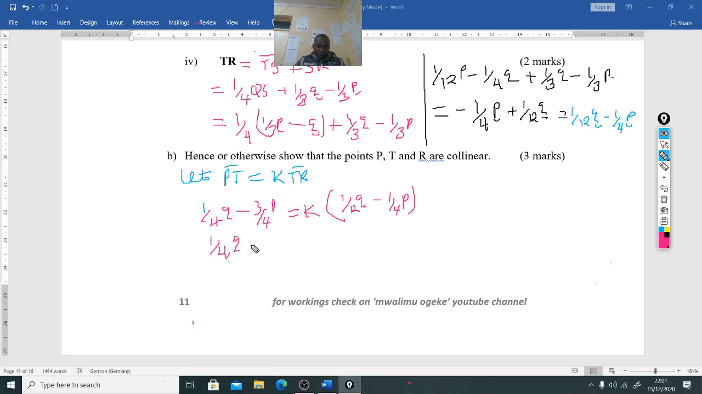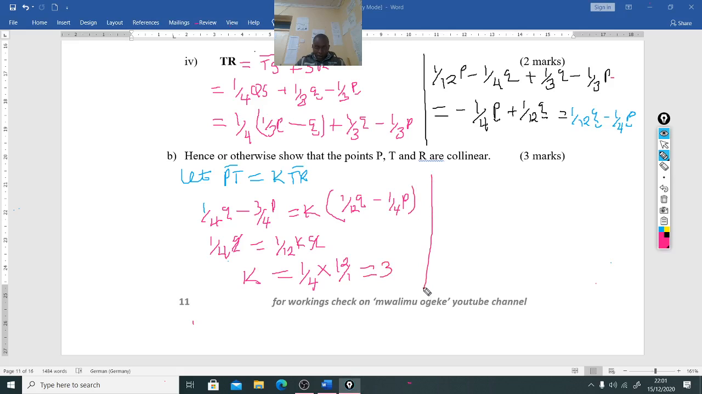So I can say that a quarter Q, and even if I use for P, it will give me the same value for K. A quarter Q equals 1 over 12 KQ, meaning that I can cancel Q, so that I remain with K. For me to get K here, it is a quarter divided by 1 over 12, which is a quarter times the reciprocal. It is a quarter times 12 over 1. This gives you 4 ones, that is 3. So that is the value of K.